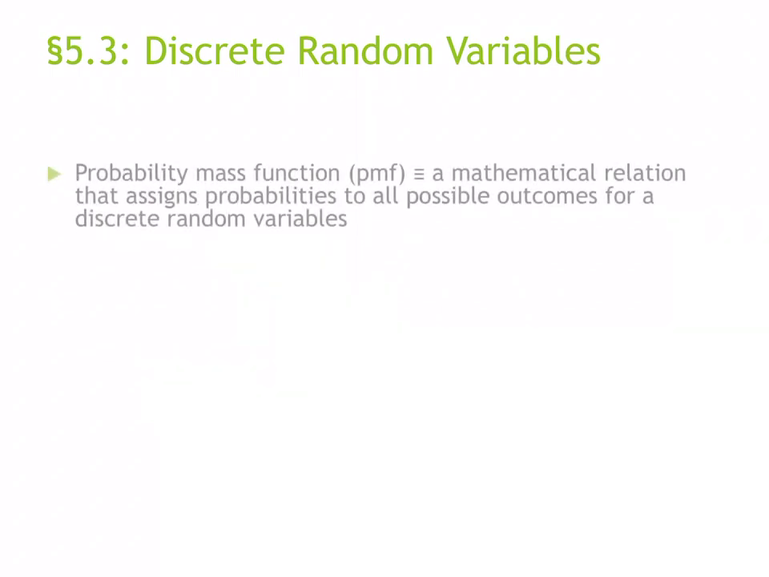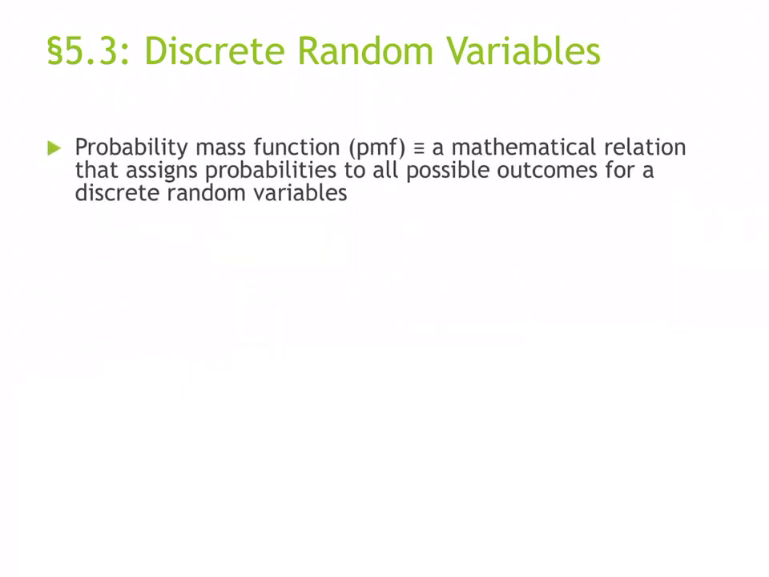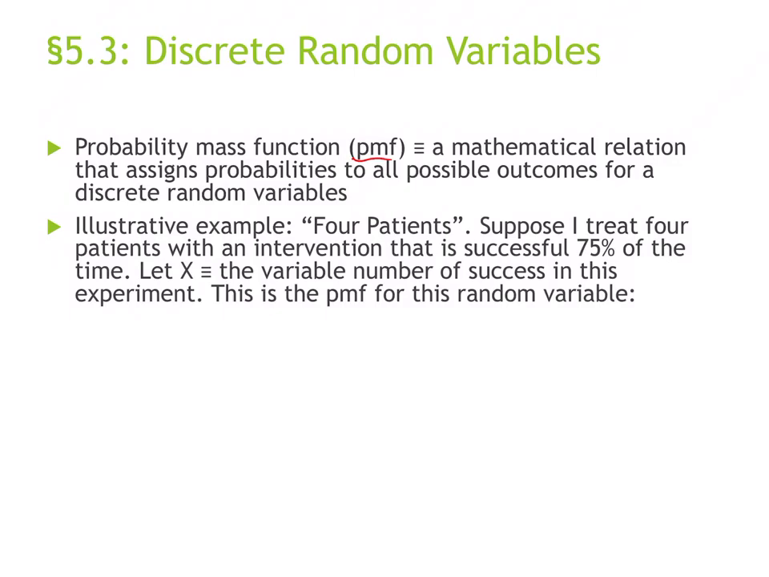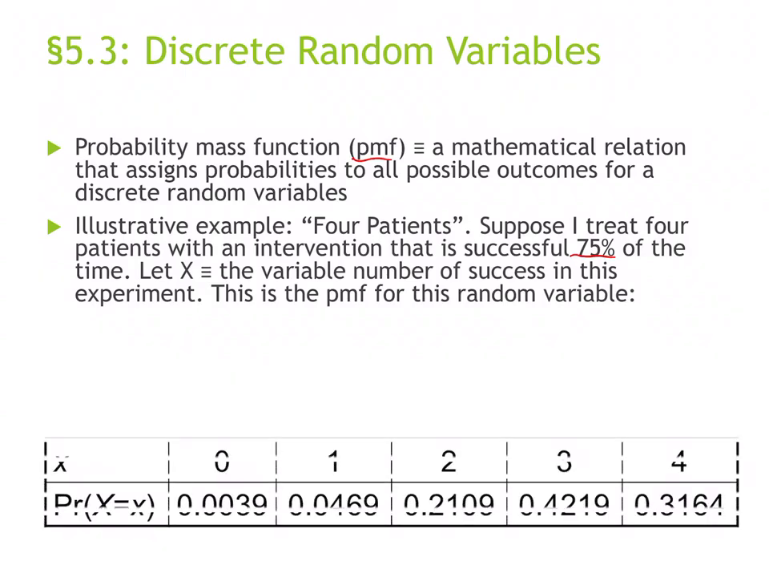Discrete random variables, like I said, are a countable set. We want to think of these as probability mass functions, or you'll see it shown as a PMF, which is a mathematical relation that assigns probabilities to all possible outcomes for discrete random variables. So we're going to do an illustrated example of this using 4 patients. Suppose I treat 4 patients with an intervention that is successful 75% of the time. Let X be the variable number of successes in the experiment. This is the PMF for the random variable.